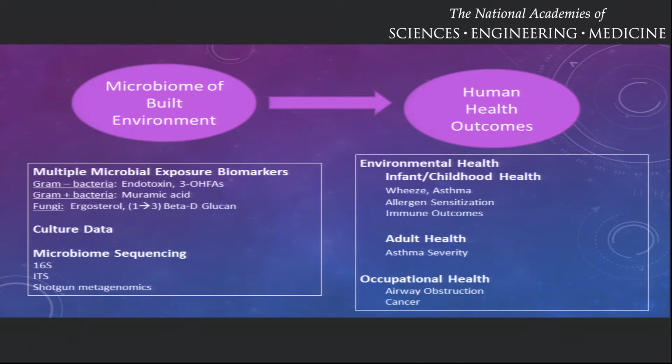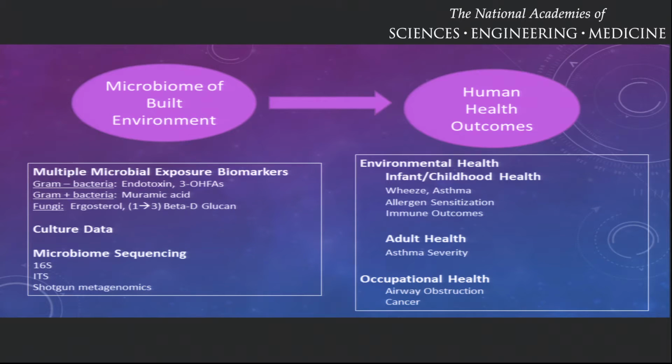Okay, so first of all, what's been looked at in terms of the microbiome of the built environment and its influence on human health? So let's start with the exposure biomarkers here. There have been multiple microbial exposure biomarkers that have been looked at in the indoors, in homes in particular. These include endotoxin and 3-hydroxy fatty acids from the lipid A portion of LPS from gram-negative bacteria. Muramic acid, which is mainly a marker of gram-positive bacteria. And then fungal biomarkers like ergosterol, this is like fungal cell cholesterol, and 1,3-beta-D-glucans.